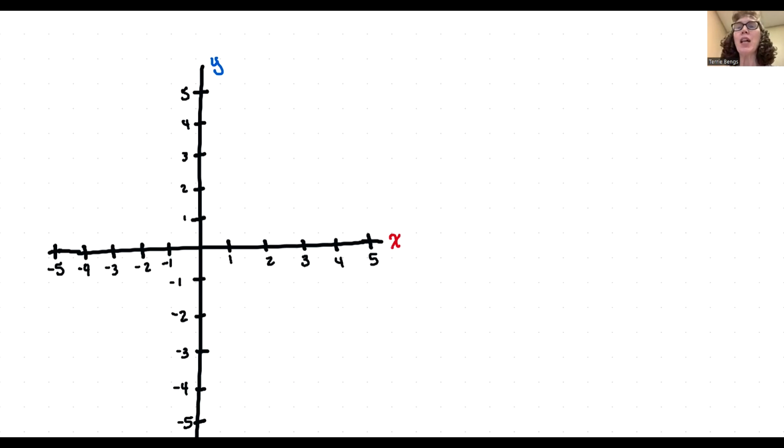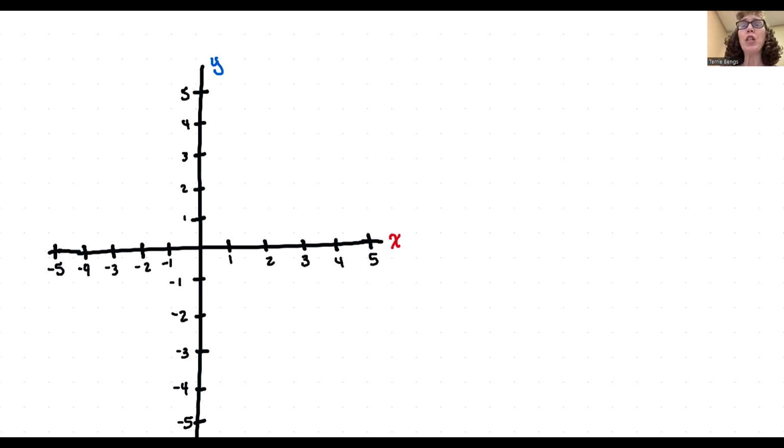So if you'll notice, I have a graph that I've drawn on our paper here. And I have it broken up into the X and Y axis. So it's important that we know when we're looking at a graph that the line that goes left and right, that is our X axis. And the line that goes up and down is our Y axis.